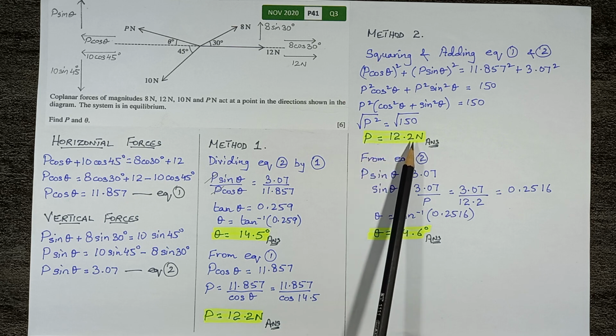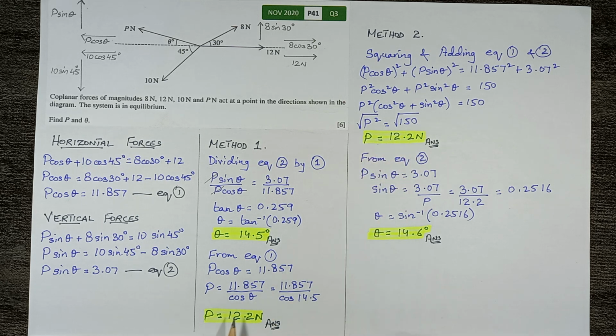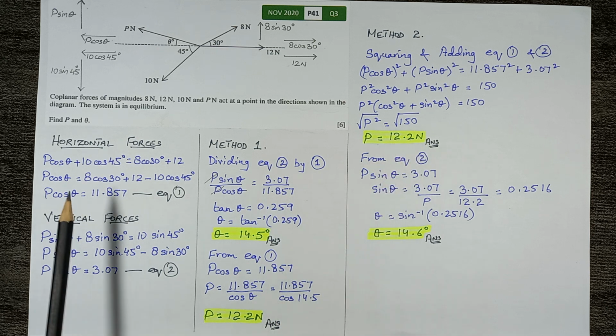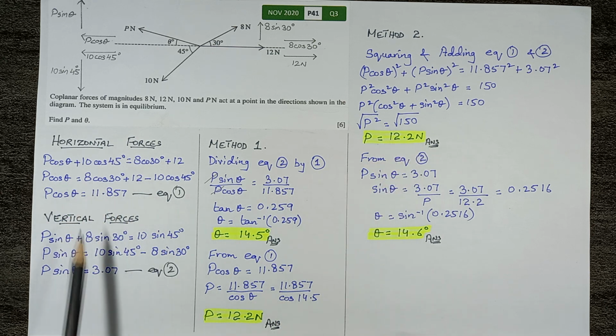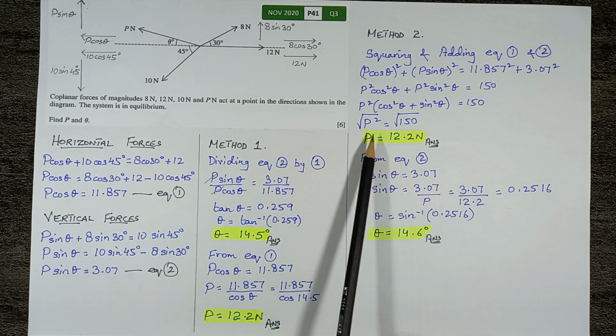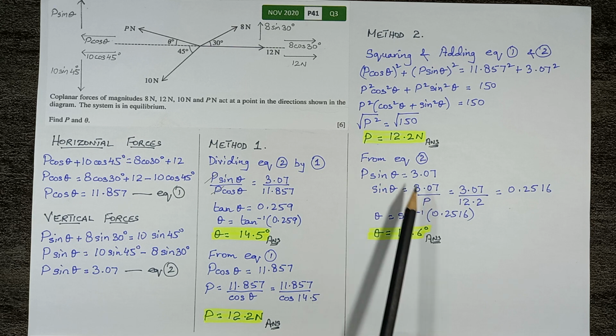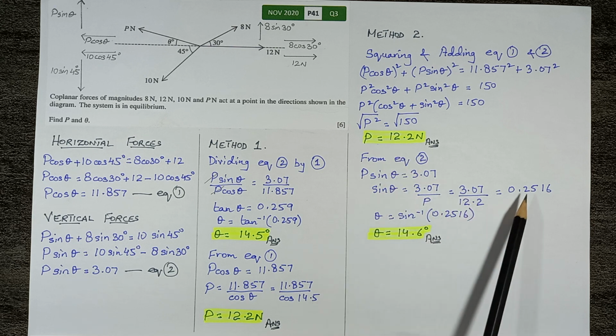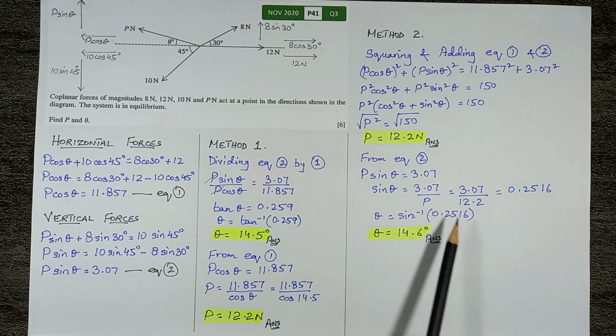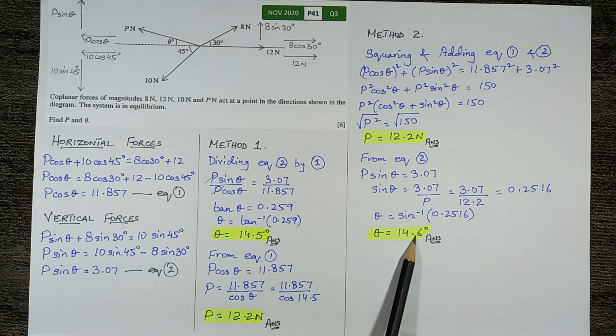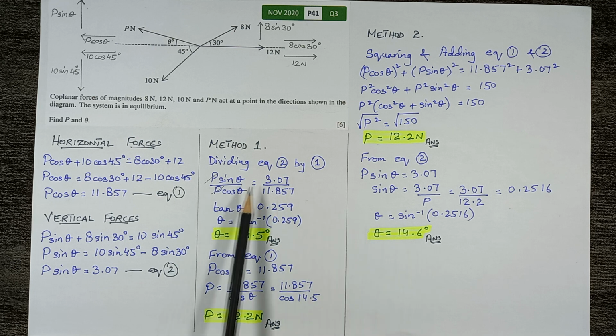and finally we have the same answer of P which we found from the first method. Then placing this value of P in any of the equations, whether 1 or 2. For example, if we take equation 2, P sin theta equals 3.07, placing this value of P over here, 12.2, and then dividing, getting this, and then taking the sine inverse of this would give us the same answer of theta, 14.6, which we got. You can have a slight difference up to 0.1 decimal, it is acceptable, so no need to worry. So you can use any of the methods, both the methods are super easy.